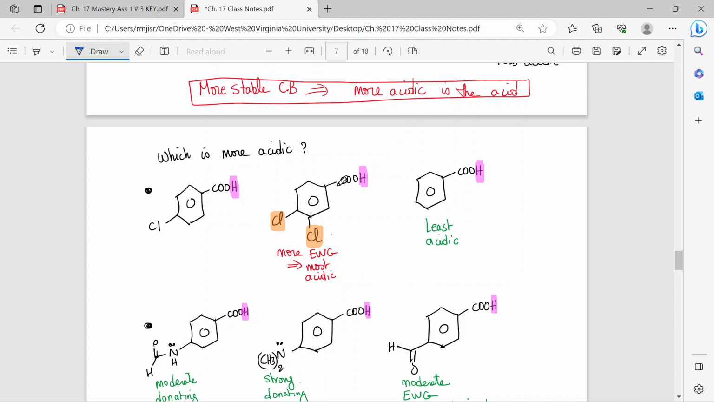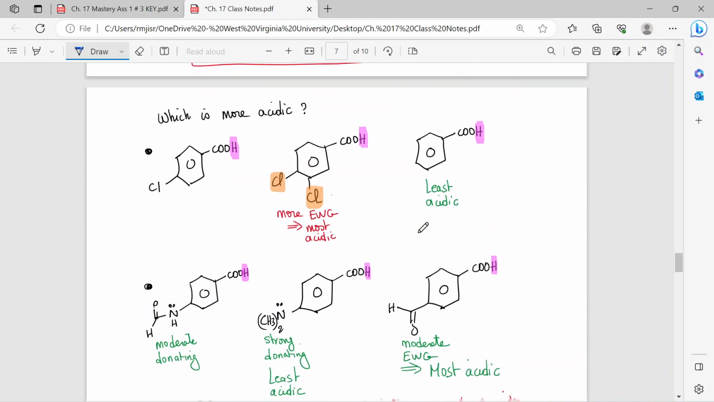So let's have an example over here. Which one is more acidic? First of all, highlight your acidic hydrogen. Okay, this is going to be your acidic hydrogen. All of them have benzene, so pass over that and look at the electron withdrawing groups. The more, the better. So this one is going to be the most acidic, then this one is going to be the least acidic in there.